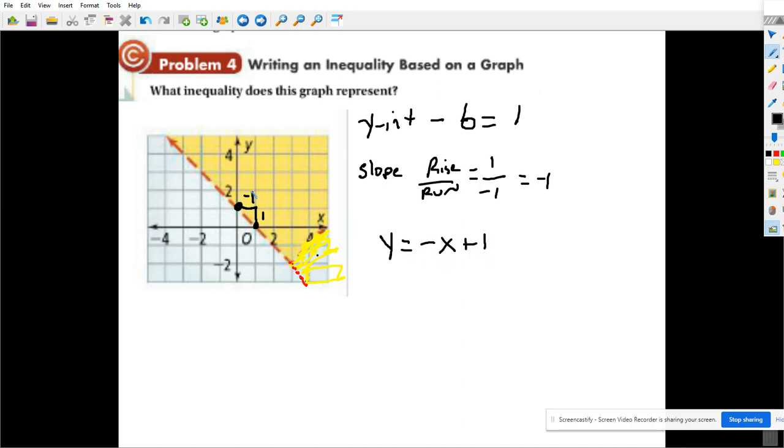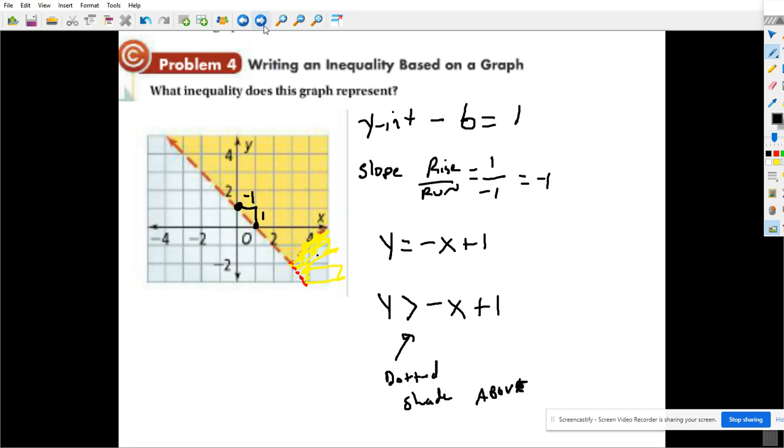But because it's a dotted line and I shade above, it's going to be a greater than or less than. And because I shade above, it's going to be a greater than. So the equation for this line would be y is greater than -x plus 1. Again, why is it greater than? Because it's a dotted line and I shade above. That tells me from that very first slide that it is a greater than symbol.